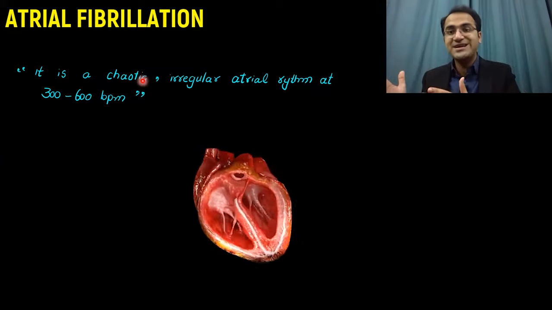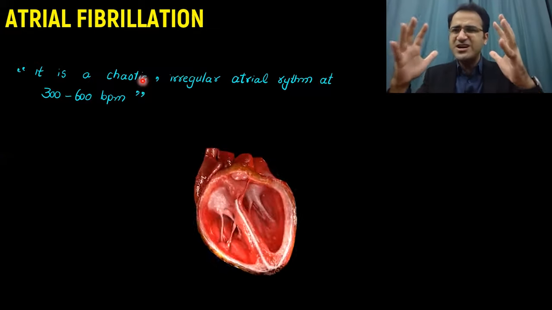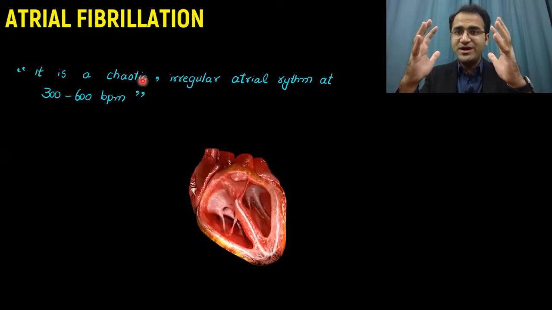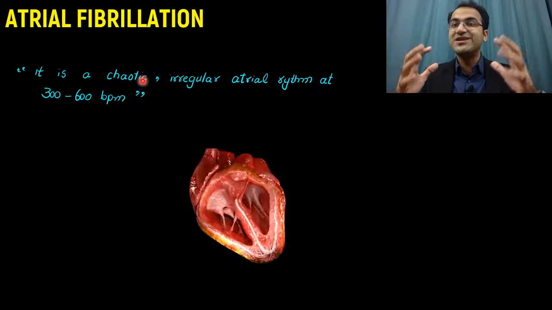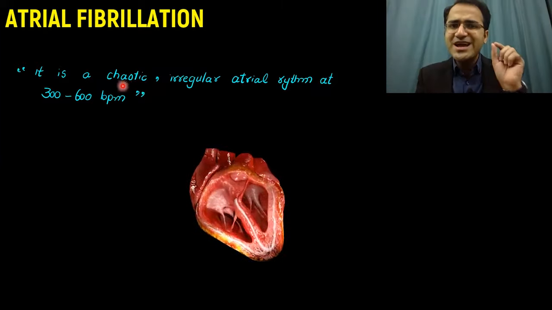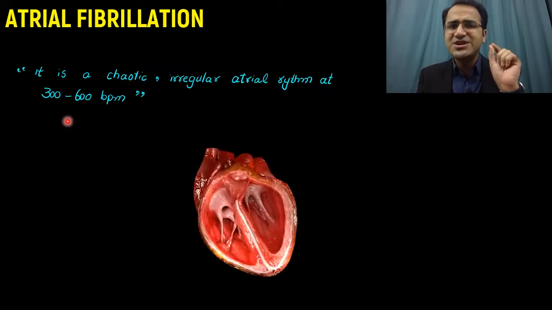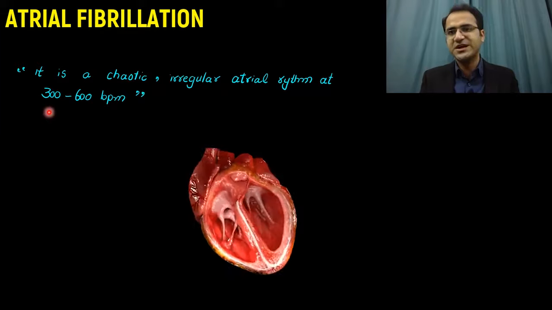The concept behind it is that these atria are running at such a fast rate, they are literally seizing at that point and do not contract properly. They do not contract in synchrony. Therefore, they do not generate a pulse. So it is a chaotic, irregular atrial contraction at a very fast heart rate. It is a seizure of the atria.